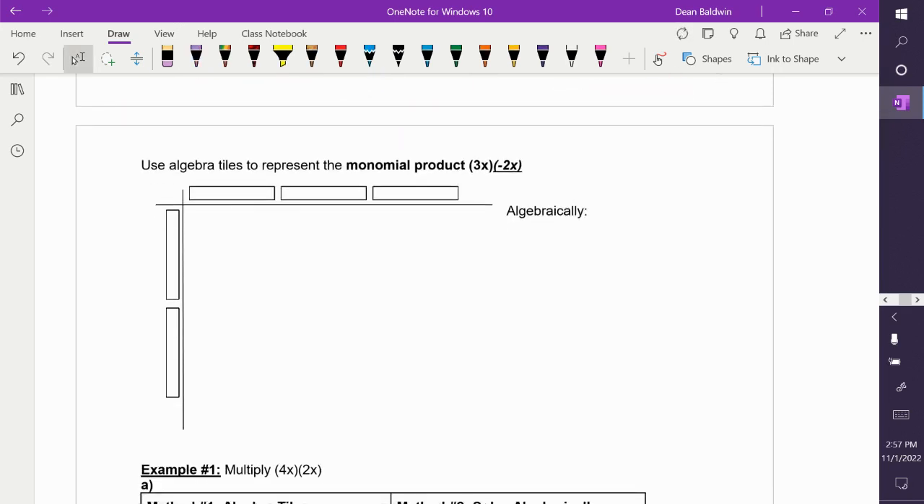What if you have one positive and one negative? So 3x is on the next page. 3x times negative 2x. If we look at it like we did in the last chapter, what's that answer going to be? Negative 6x squared, right? Okay. 3x are these 3 rectangles. Negative 2x, what do you have to do to the rectangles down here? They need to be shaded.